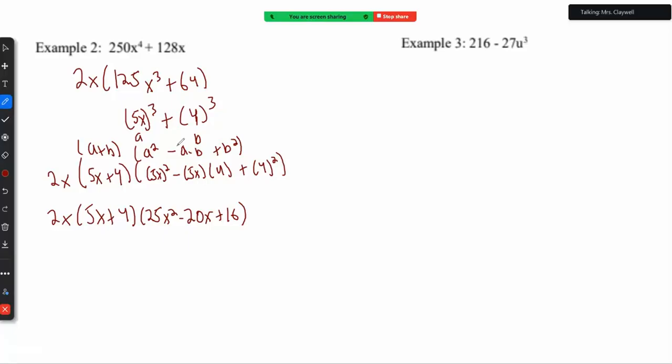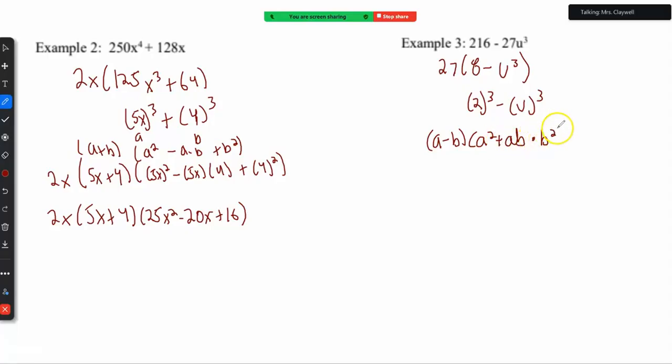Go ahead and look at example 3 on the next page, and then I'll start a new video. So look at example 3. Is 27 my greatest common factor? I can think of this as something cubed minus something cubed, u and 2. So I use a minus b, a squared plus a times b plus b squared.